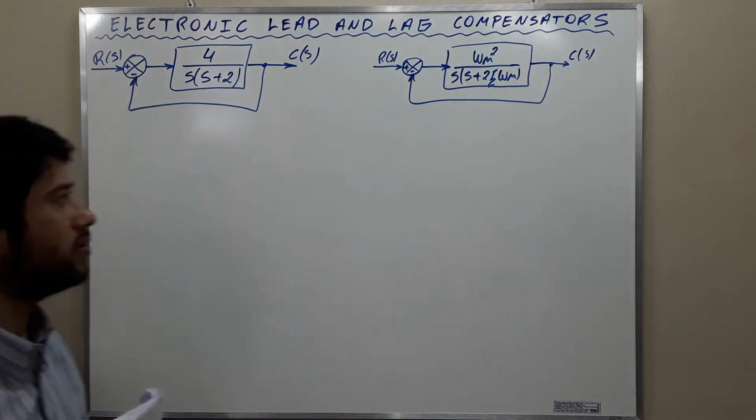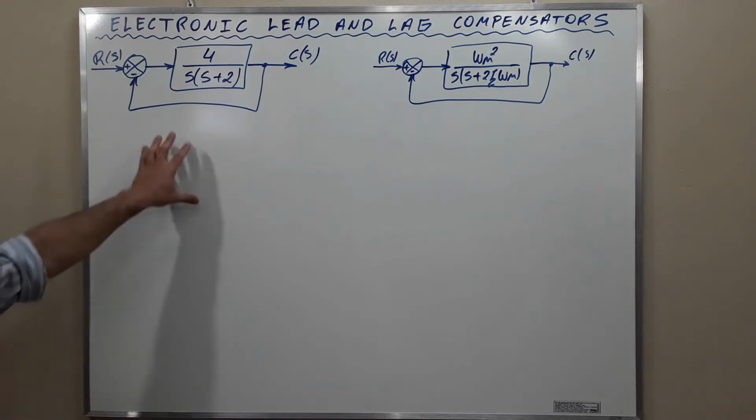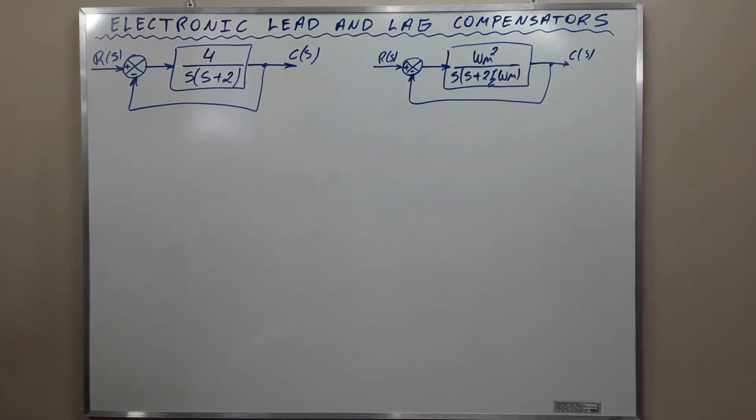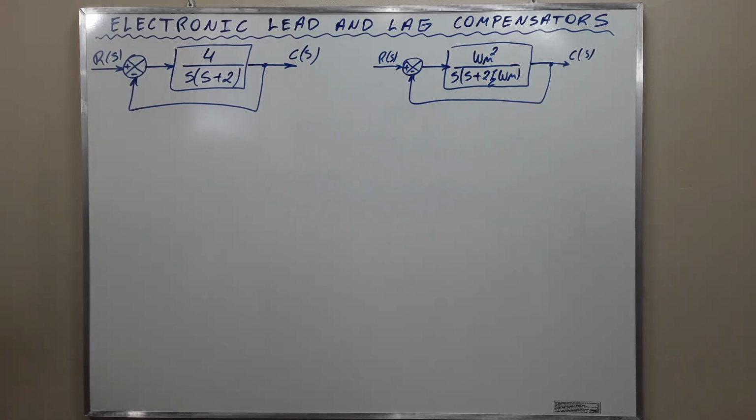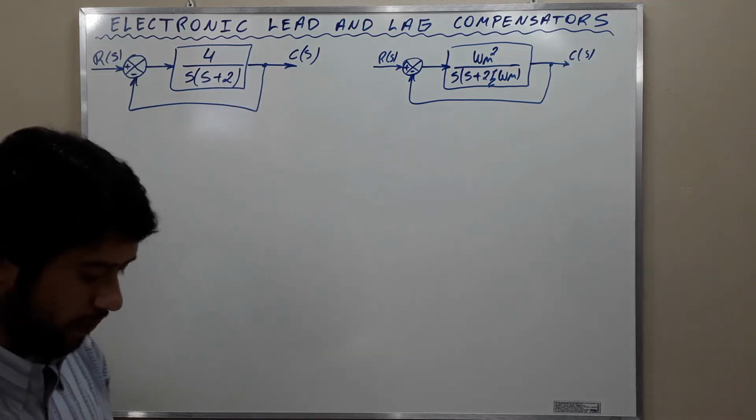Exercise 3 wants us to consider the system represented by this block diagram. It is desired to modify the closed loop poles so that an undamped natural frequency Wn equal to 4 radians per second is obtained without changing the value of the damping ratio. This is what we are going to do. We are going to compensate this system here so the undamped natural frequency is 4 radians per second. Okay, my friends, let's go to the solution.